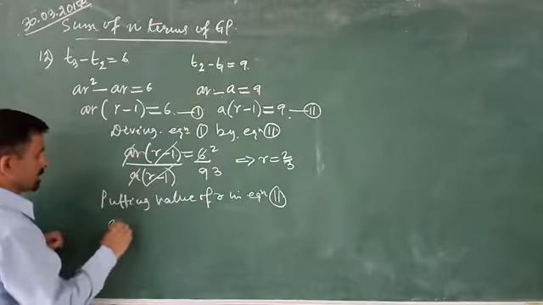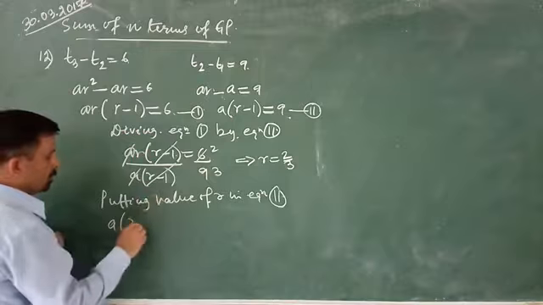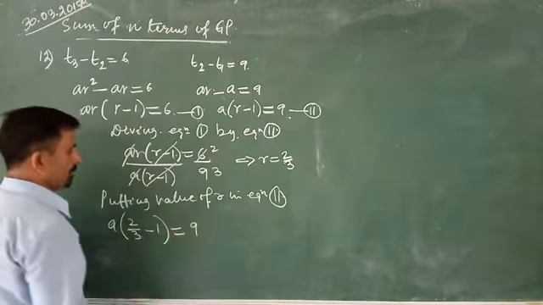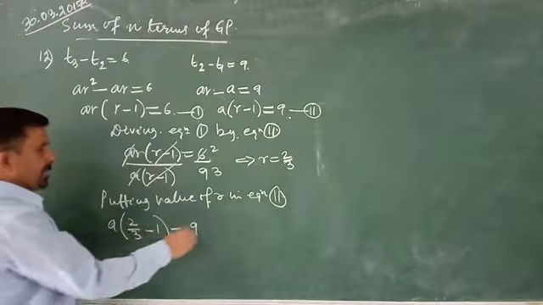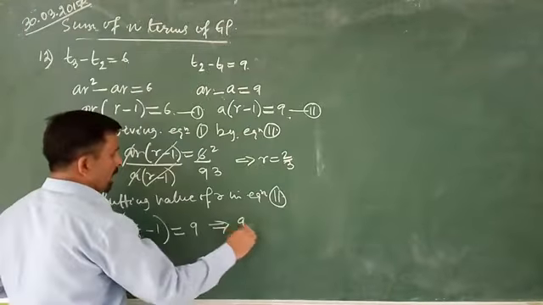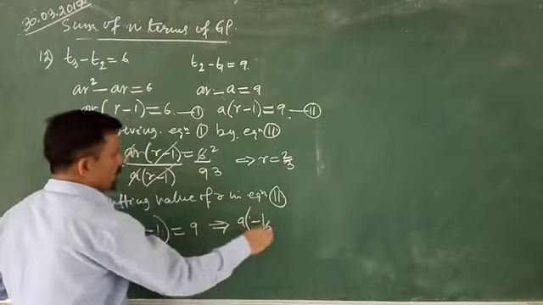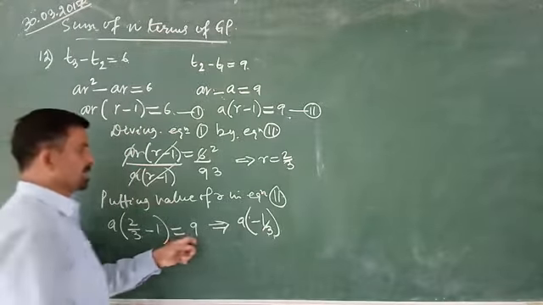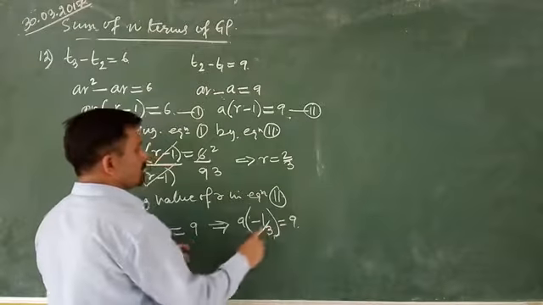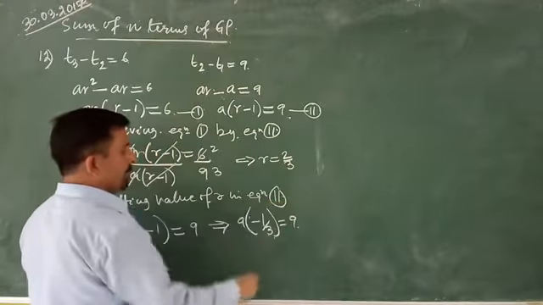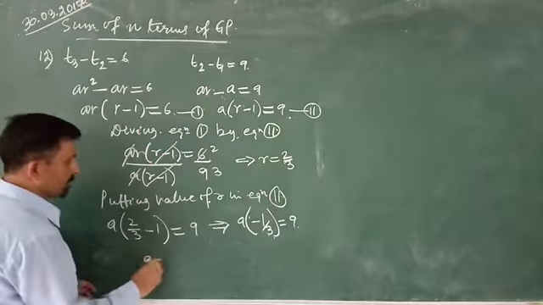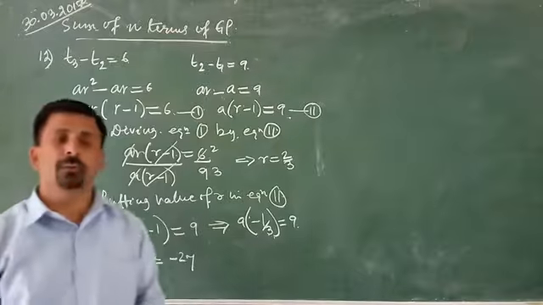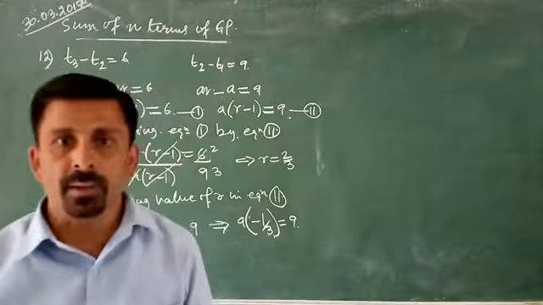A is as it is. R is your 2 over 3 minus 1 is equal to 9. Now when you simplify this part, it comes as A into minus 1 over 3. Do you agree? Yes, sir. And the right hand side is equal to 9. So now this thing will go to the right side. And therefore your A becomes equal to minus 27. This became your first answer. Very good, very clear, no?